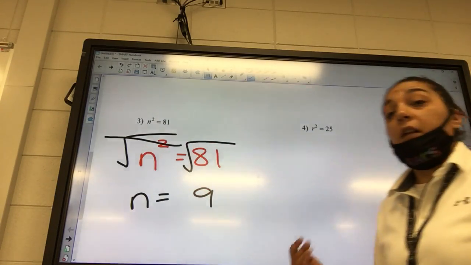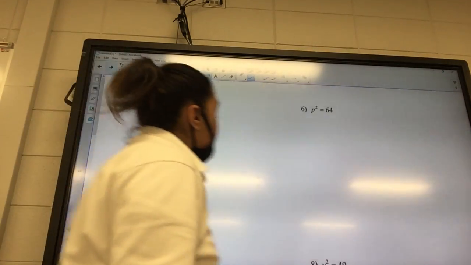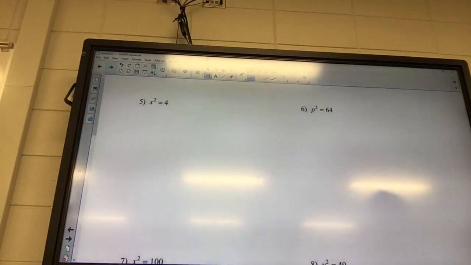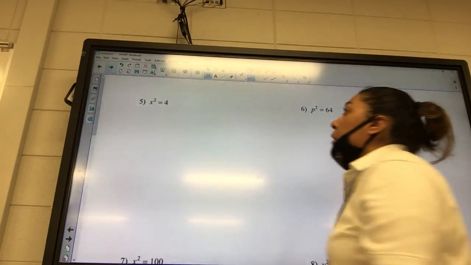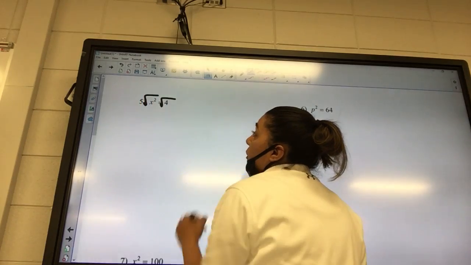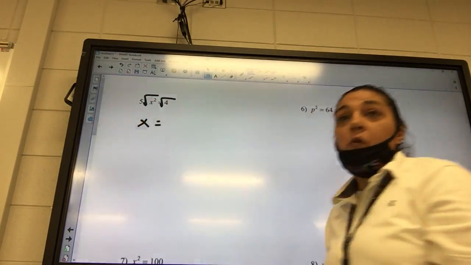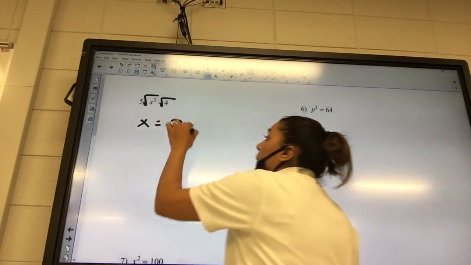On some of these, it's going to go up a little bit, and you're going to have other things to move. So 5 is the x squared by itself. Yeah, so square root, square root. On this side, we have just x left. What's the square root of 4? 2.